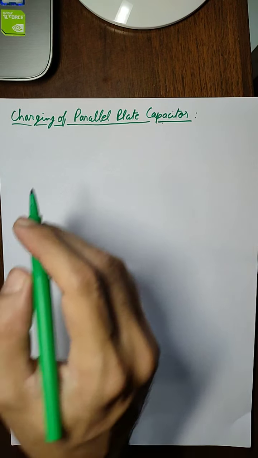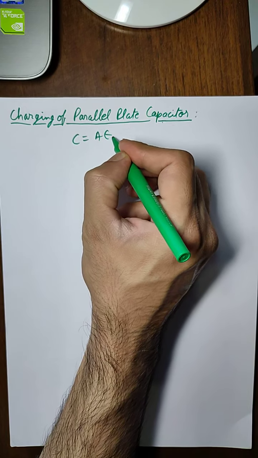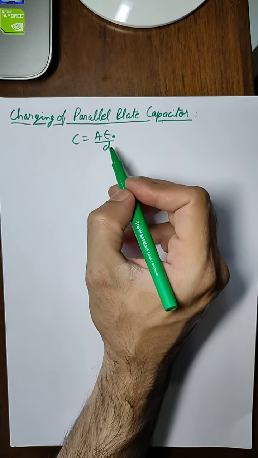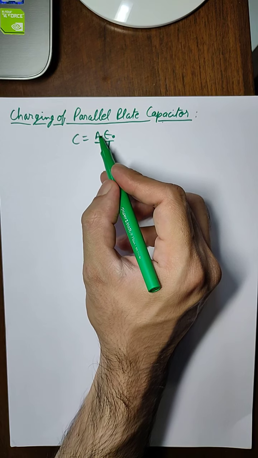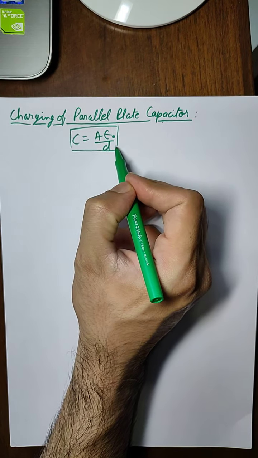Now in this topic we will study how to charge a parallel plate capacitor. In the earlier videos we have already described that if we have a charged plate and we bring another uncharged plate in front of it, then the charges will be induced on the second plate and the final capacitance will be C = A ε₀ / d, where d is the separation between the two plates and A is the area of the two plates. So this is the general formula.